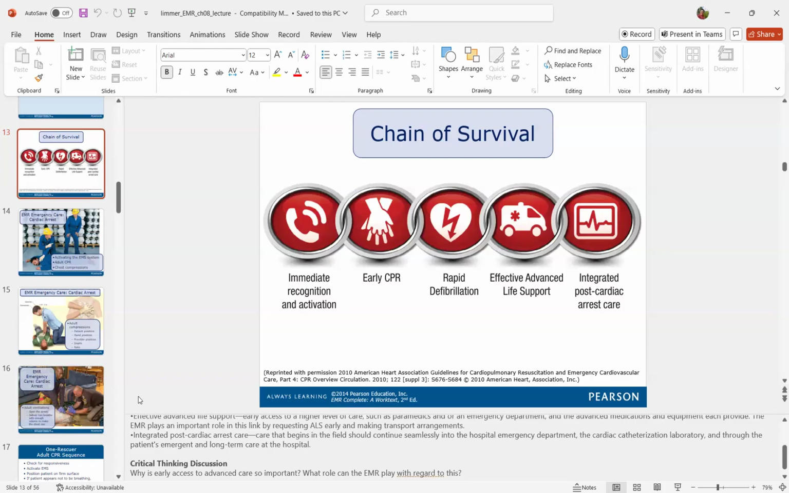Our closest one for us up here in Ely is St. Mary's for that cath lab, and the same for you guys down in Hibbing and in that area. They always try to get them to St. Mary's to the cath lab or Miller-Dwan.